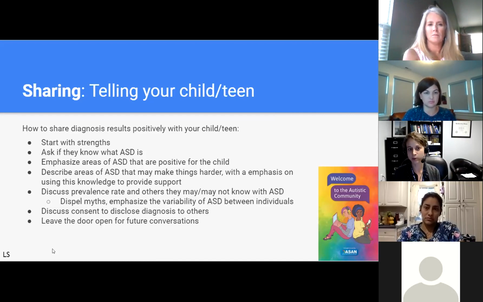The other reason I have this picture of Welcome to the Autistic Community on here is one of my favorite resources for families of teens, especially if they're going to have the conversation about autism without me. There's this booklet written by the Autistic Self-Advocacy Network that describes what autism is from an autistic person's perspective. And so I think it's a really nice strength-based description of autism. It's a free resource, so check it out.